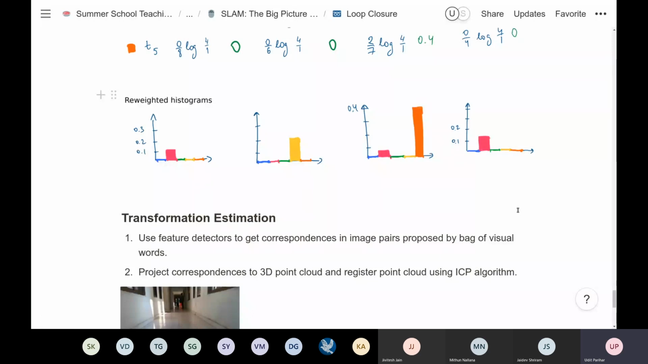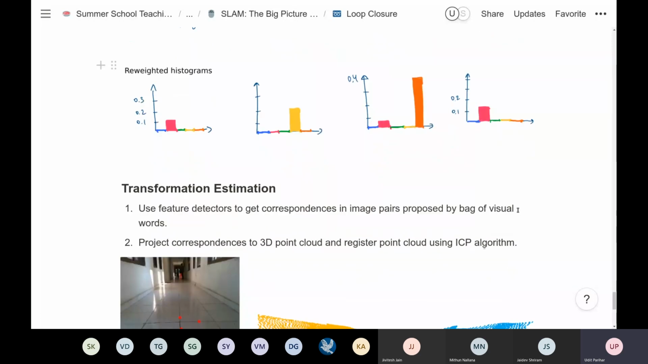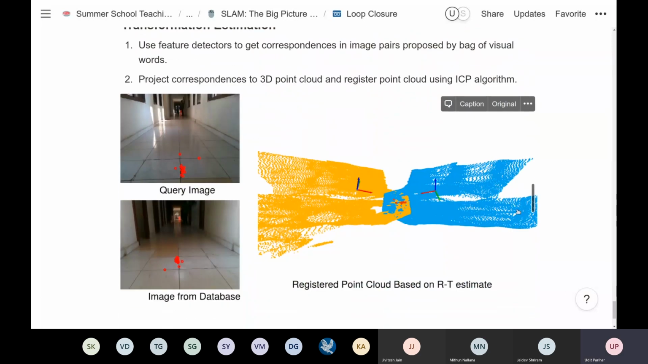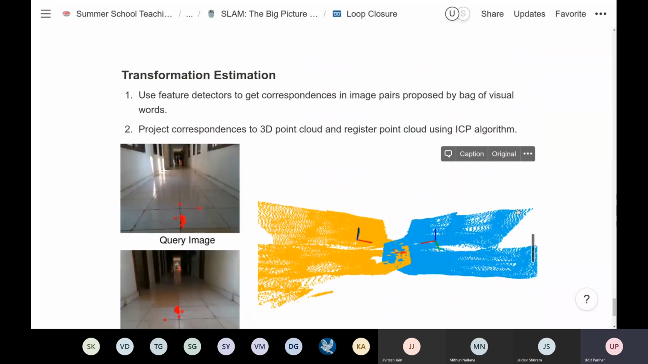So now the bag of visual words approach has ended. Now this is the last topic. I will just take 1-2 minutes. So now we get the image pairs from bag of visual words, which says which two image pairs are the same.